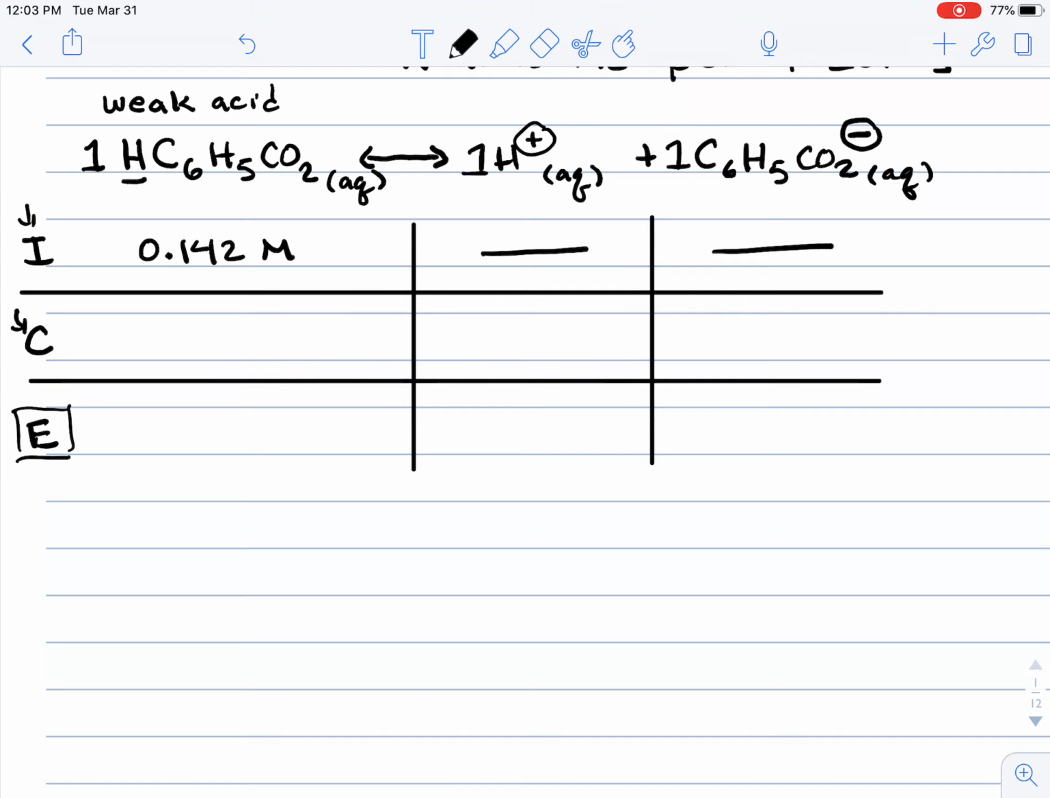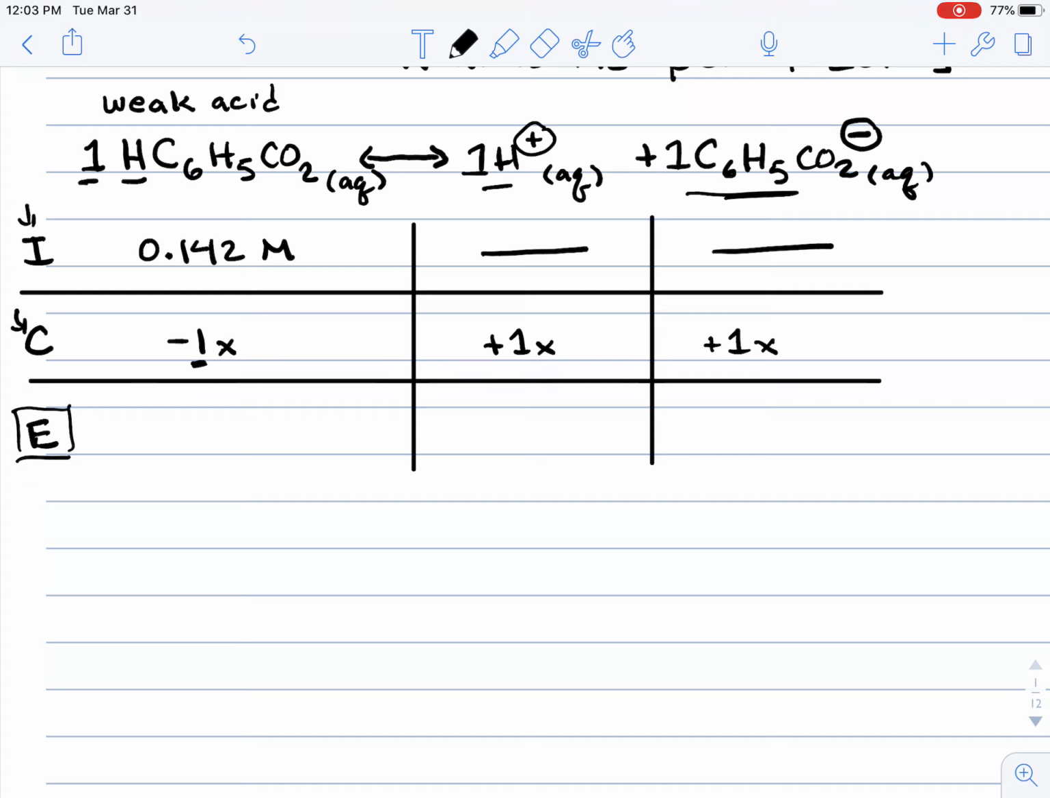And so for weak acids, we don't really know how much is going to ionize. And so we're just going to go ahead and write negative 1x. So this 1 is coming from the coefficient. And we know that if we're consuming some amount of benzoic acid, we're also going to produce some amount of hydrogen ions and some amount of benzoate ions. So we're just going to go ahead and put in plus 1x and plus 1x.